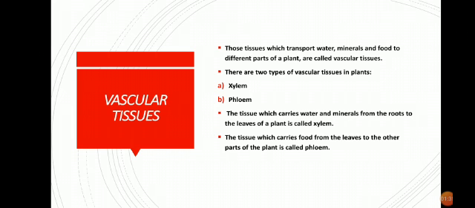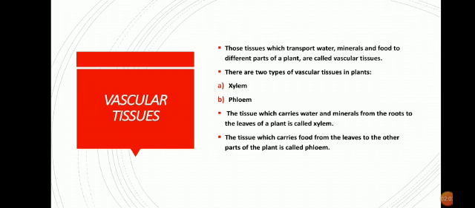So what is the definition of vascular tissue? Those tissues which transport water, minerals and food to different parts of the plant are known as vascular tissues, right? Basically there are two types of vascular tissues in a plant. Number one is xylem and number two is phloem. Very important. What is xylem? The tissue which carries water and minerals from the root to the leaves of the plant is called xylem.